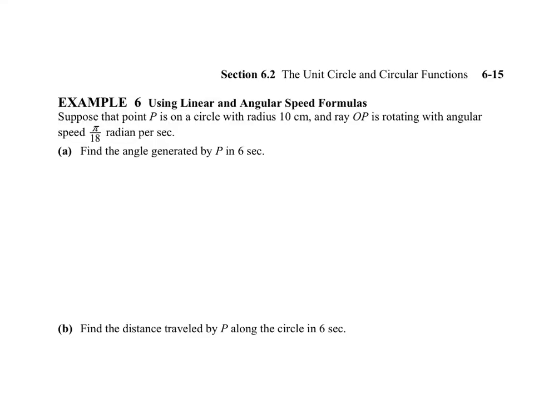Suppose that point P is on the circle with a radius of 10. Here's point P, and the ray OP is rotating with angular speed omega, pi over 18 radians per second. So in here, theta's changing. It just tells you that every second it's pi over 18, pi over 18, whatever size that is. Find the angle generated by P in 6 seconds.